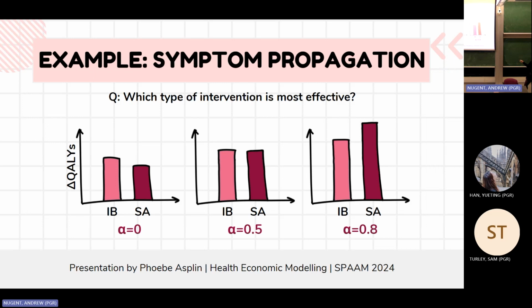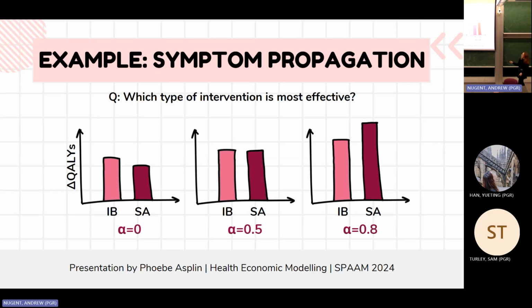So for our two intervention types, we can look at the QALYs gained by the intervention. So you can see for no symptom propagation and alpha equals a half, the infection-blocking vaccine is more effective, gaining more QALYs than the symptom-attenuating vaccine, although these two are very similar.